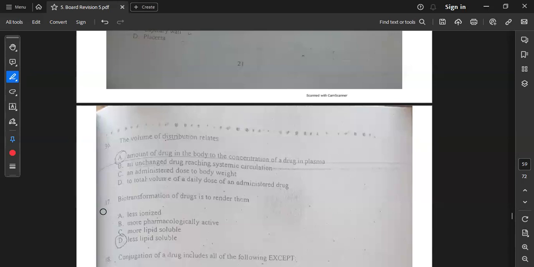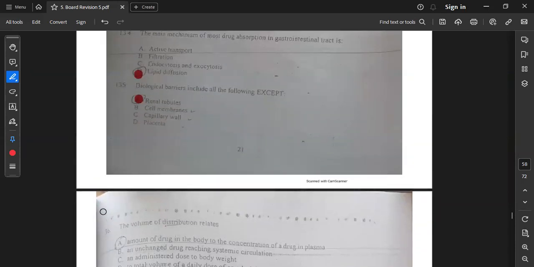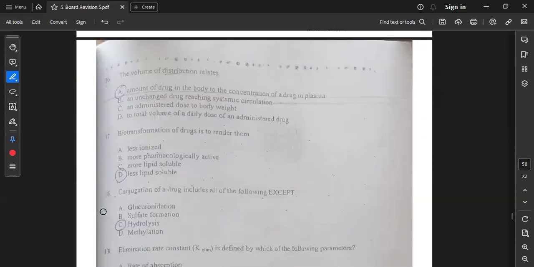Dr. Mbuvi is asking, is the cell membrane a biological barrier? Dr. Sunshine is saying yes. I think people agree that the cell membrane is actually a biological barrier.